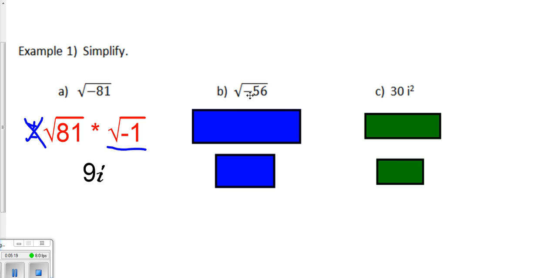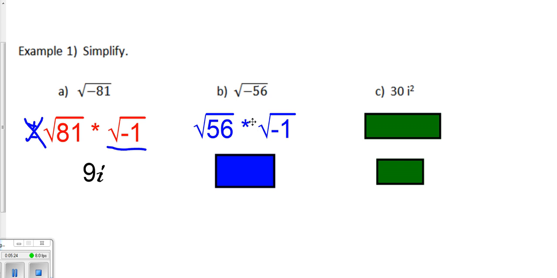If we have the square root of negative 56, we can split that up into the square root of 56 times the square root of negative 1. We don't know what the square root of 56 is, so we'll leave it like that. Square root of negative 1 is i, so we would call this square root of 56 times i. Notice that i is not underneath the square root sign.